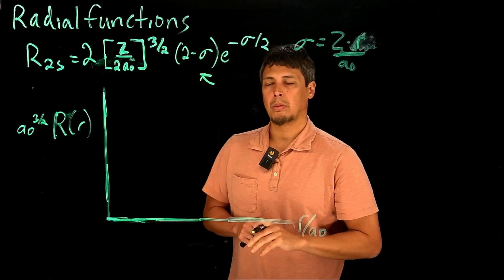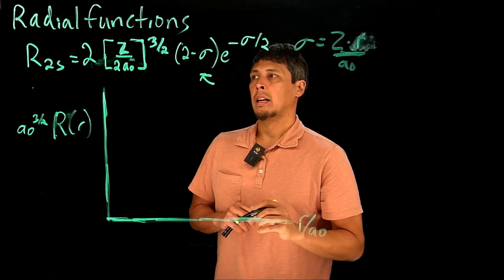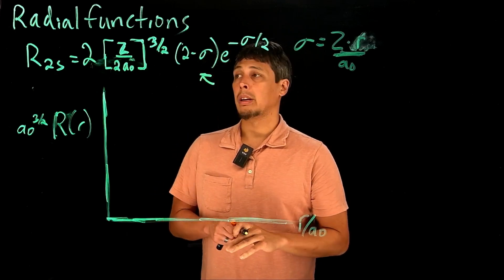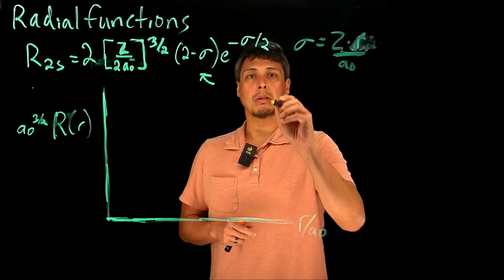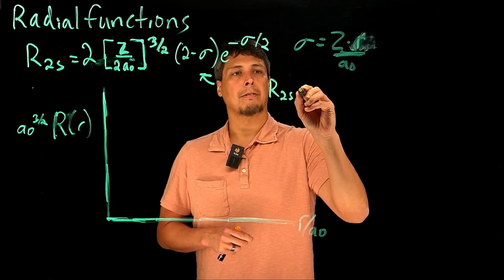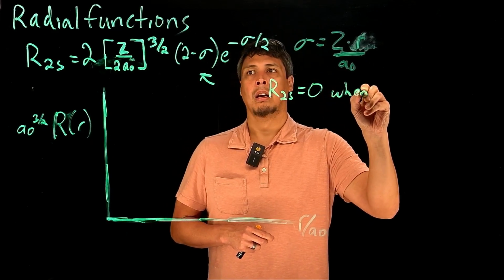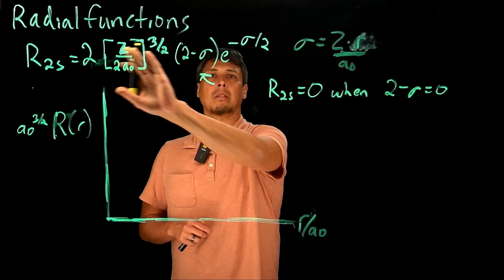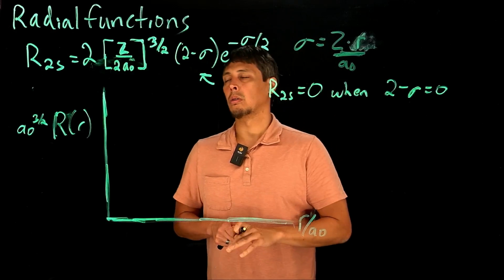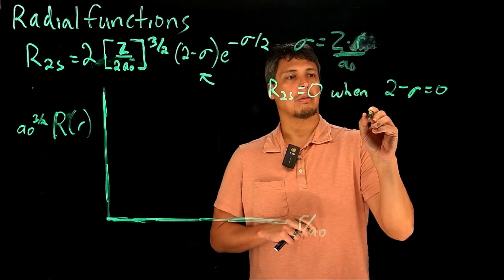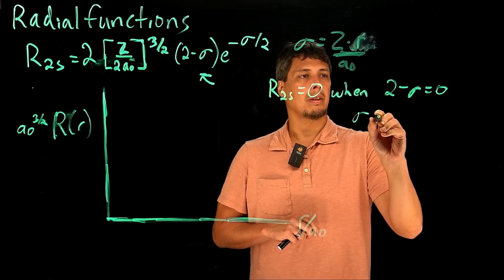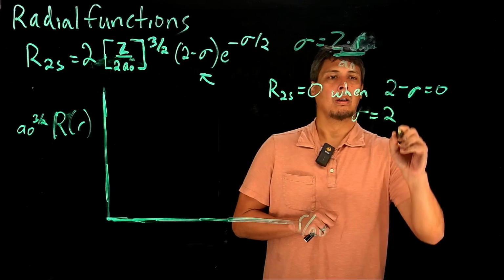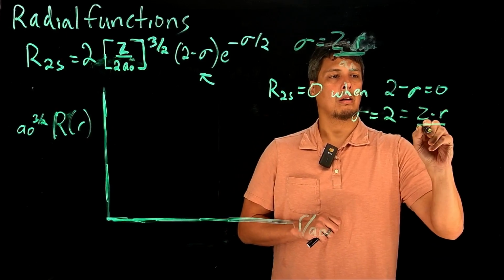And what this means is that, because this term is here, you end up with a point at which R2s can be equal to 0. The radial function will be equal to 0 when 2 minus theta equals 0, because that will turn to 0 and multiply out, and the whole function will become 0. So in other words, this occurs when theta equals 2, where theta equals Z times r over a naught.